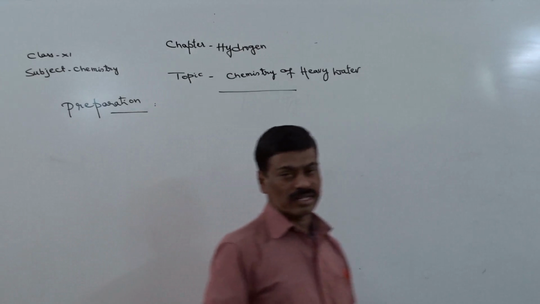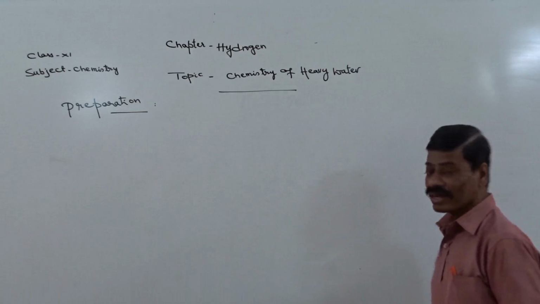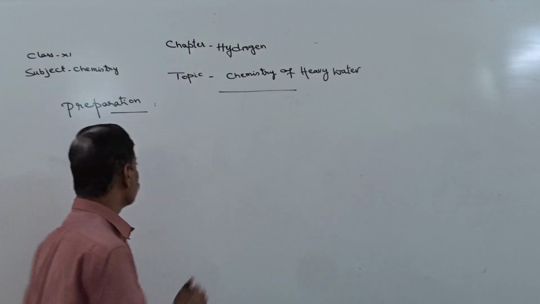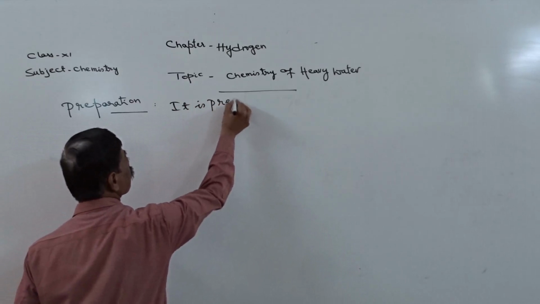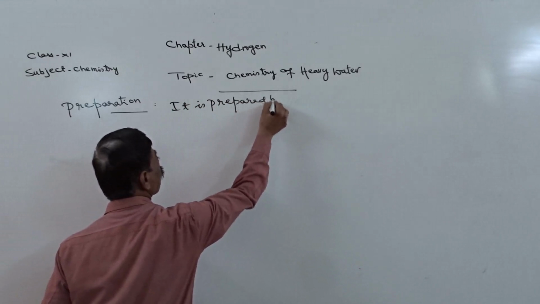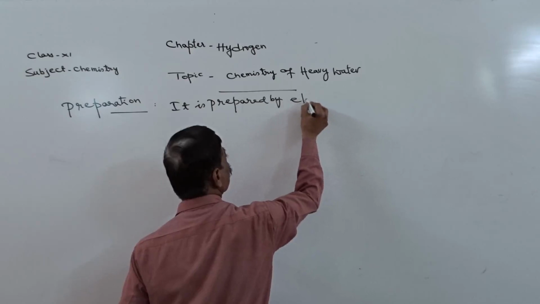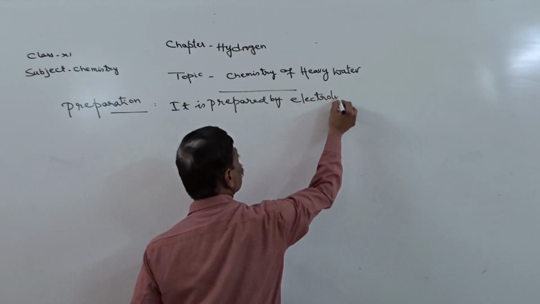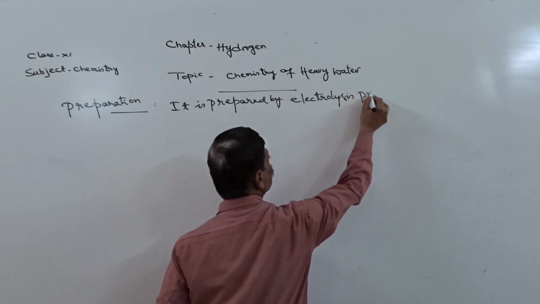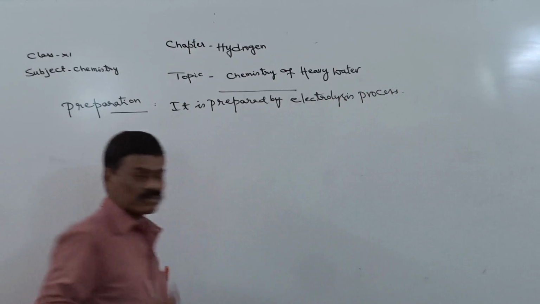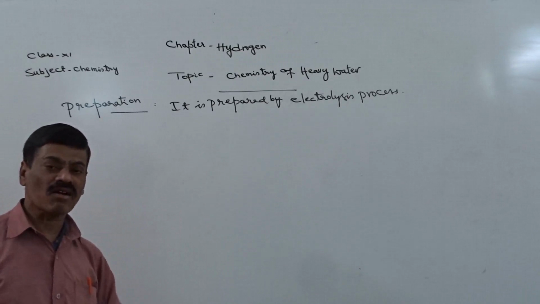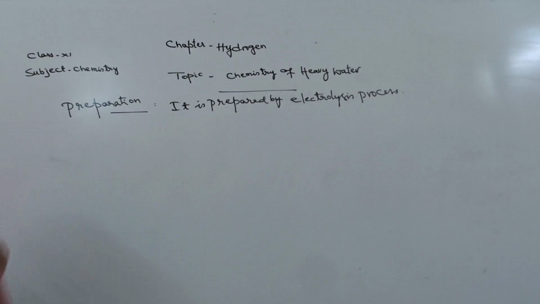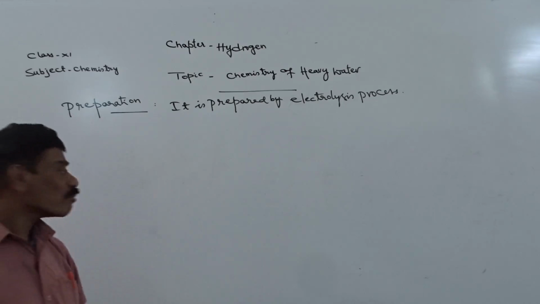Heavy water is prepared extensively by electrolysis phenomenon. So it can be written, it is prepared by electrolysis process. That much only. So how is it prepared by electrolysis? That is not there. So we'll move to the second part of chemistry of heavy water, that is properties.